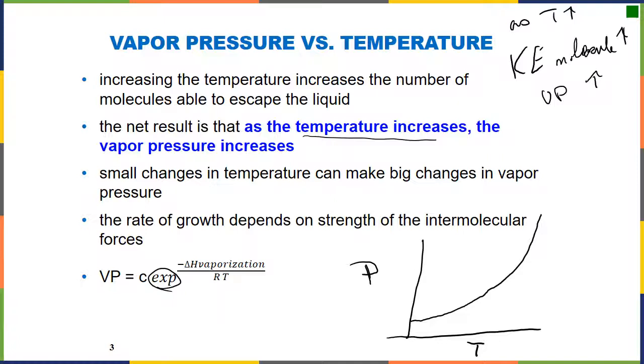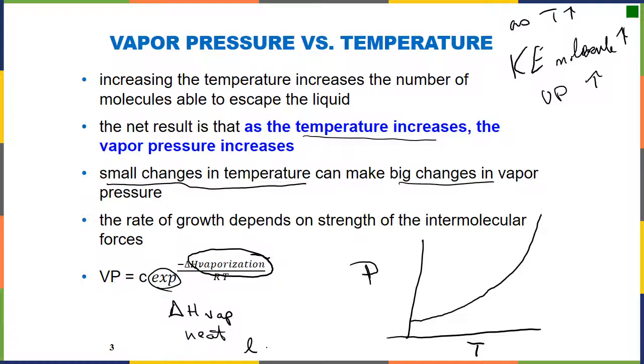This curve is exponential. This tells us that small changes in temperature make big changes in our vapor pressure. Now, where these numbers are and what this looks like is going to depend on the liquid. And it's particularly going to depend right here because in our exponential equation, we have delta H of vaporization. Now, delta H of vaporization, we're going to call it vap for short, is going to be the heat that is needed to go from the liquid into the gas.